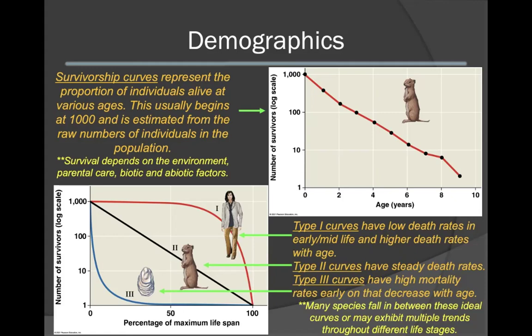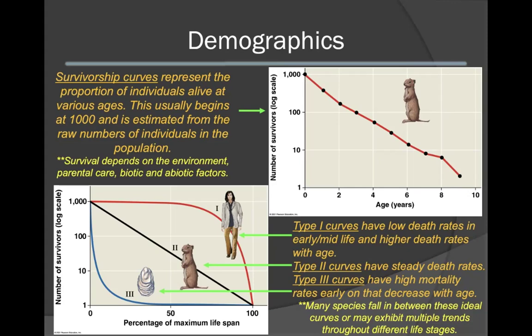If we take a look at survivorship curves in general, there are three main types of curves that are usually existent within populations: Type 1, Type 2, and Type 3. A Type 1 curve is also present within human populations. Type 1 curves result when there are low death rates in early or midlife and higher death rates that increase with age.